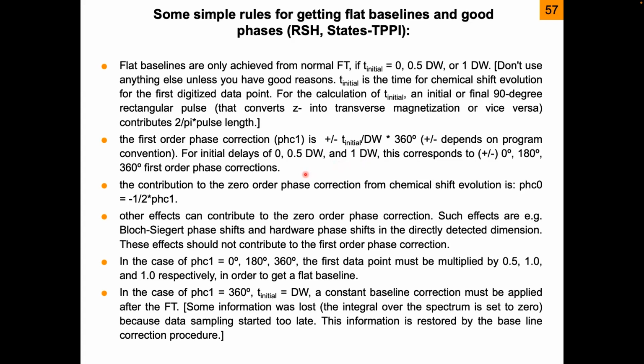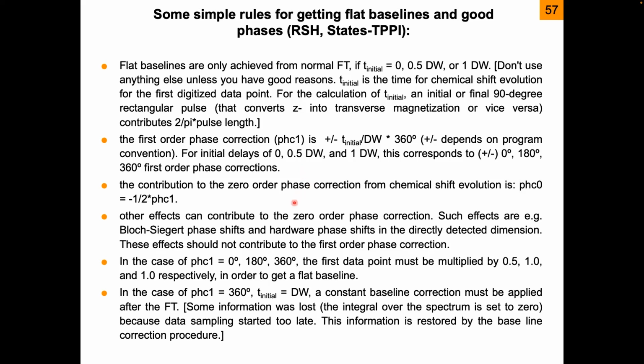One we talked about yesterday is the Bloch-Siegert shift. So this would be a constant addition to the zero-order phase that you can correct. And what I've been talking about was all the indirect dimension, but in the direct dimension, there is all the hardware that may add an arbitrary phase to it, where you may not have control over it, but it is just a constant addition.